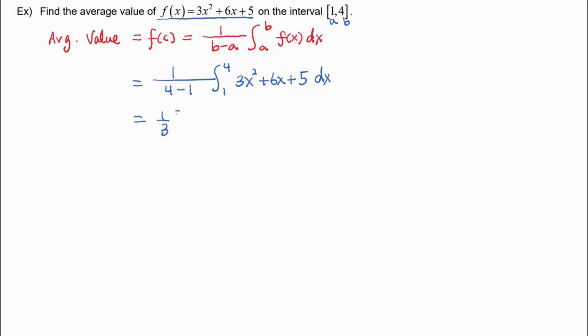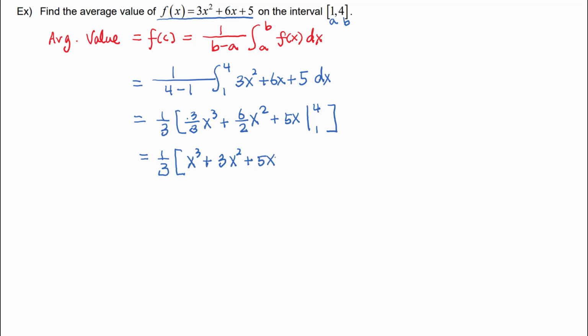And can we integrate it? When we integrate 3x squared, it's 3 over 3 x to the third, plus 6 over 2 x squared, plus 5x, from 1 to 4. Let's clean it up. So I have 1/3 times 3 over 3 is 1, so I have x cubed plus 6 over 2 is 3x squared plus 5x from 1 to 4.